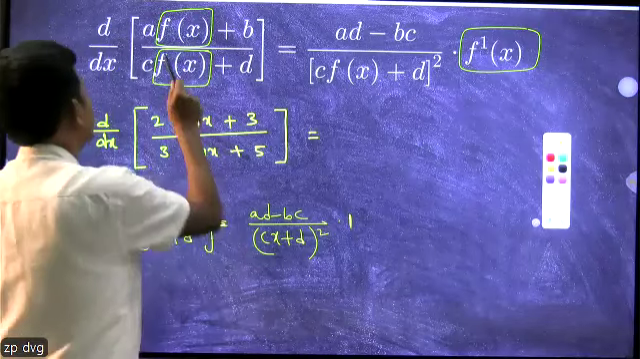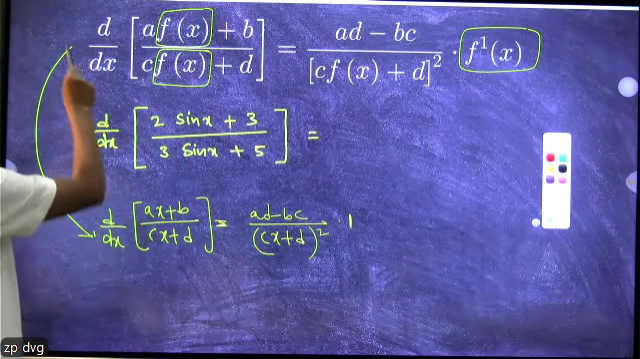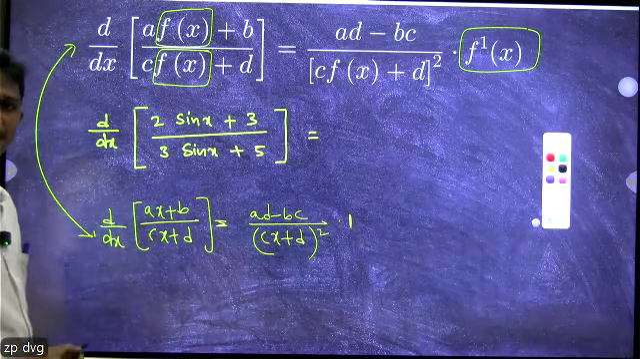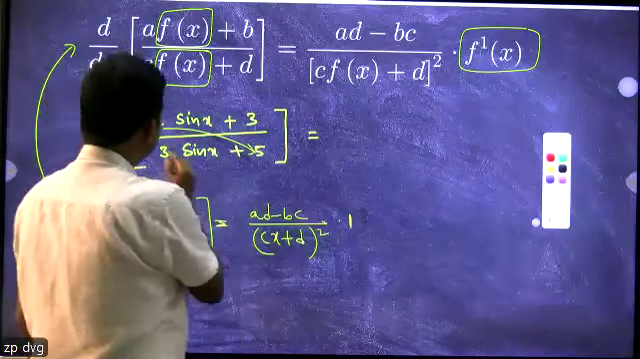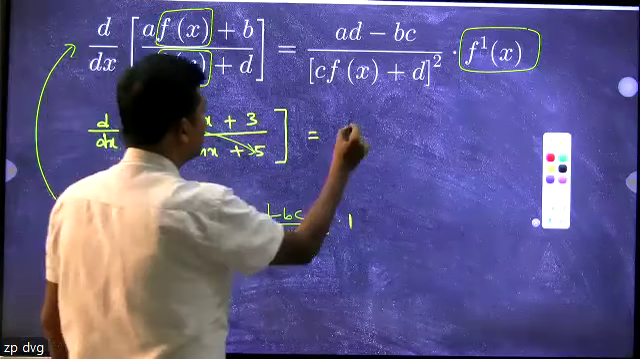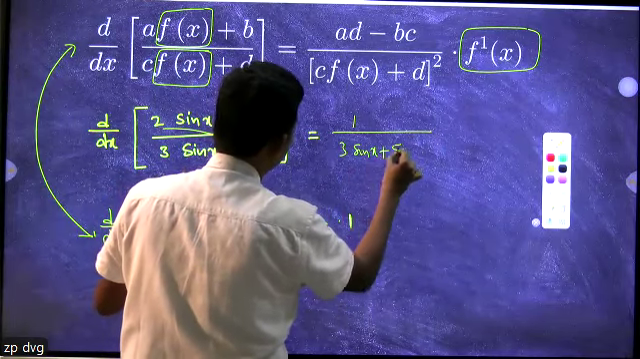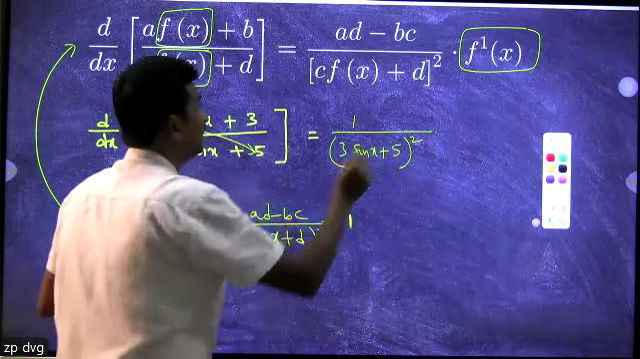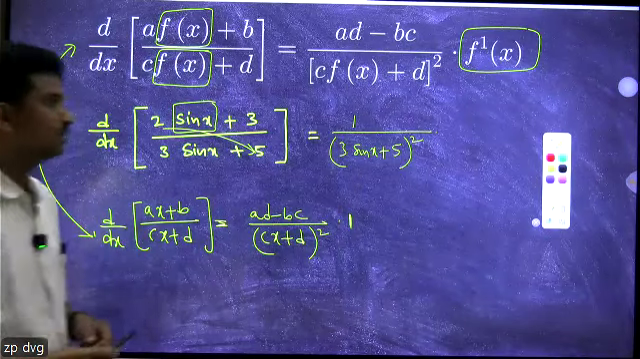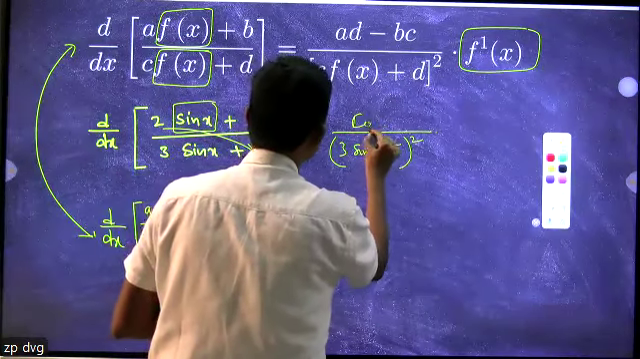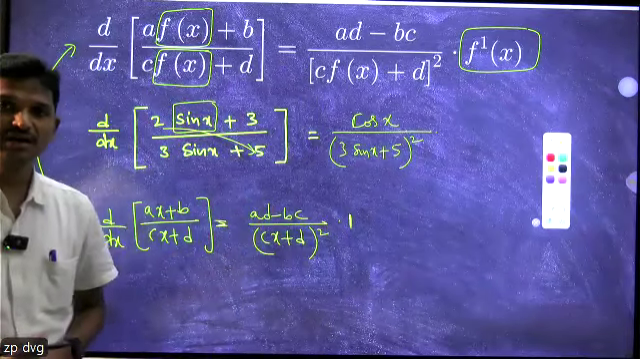So what is the shortcut here? These two are almost similar, mostly linear by linear. If any function is there, then it works. Look at this: AD minus BC, 2 into 5 is 10, 10 minus 9 is 1, divided by denominator whole square, (3 sin x plus 5) whole square, into f dash of x. F of x is sin x, and its derivative is cos x. So cos x divided by (3 sin x plus 5) whole square.